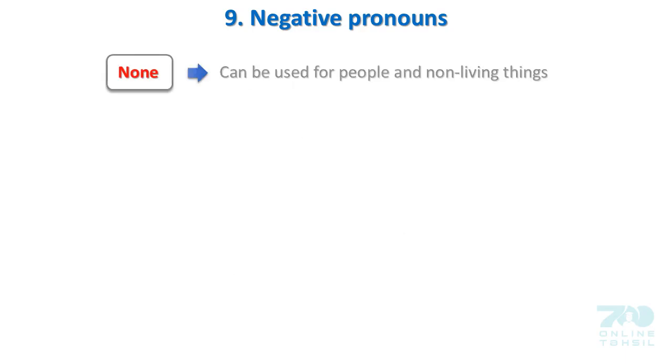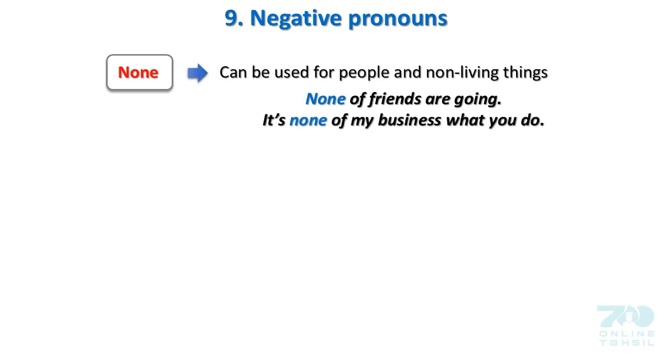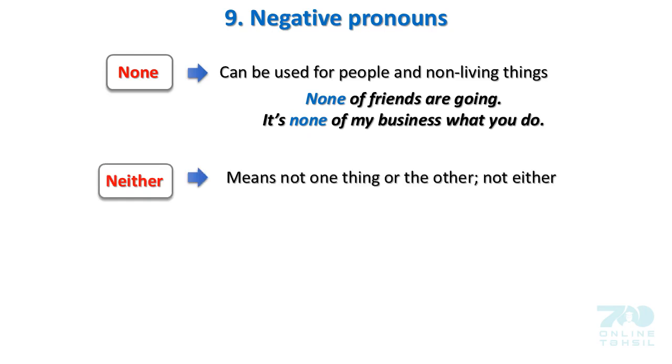None. None can be used for people and non-living things. None of my friends are going to the party. It's none of my business what you do. Neither. Neither means not one or the other, not either. Neither of our ideas was any good.